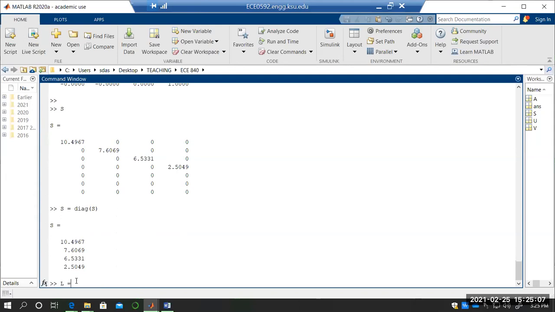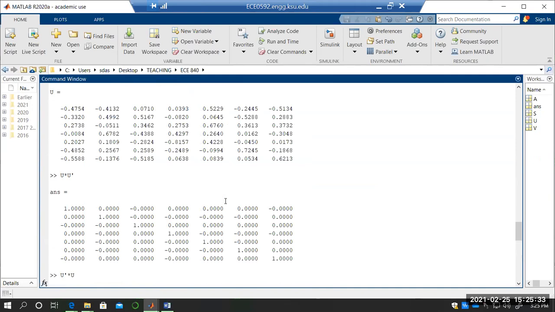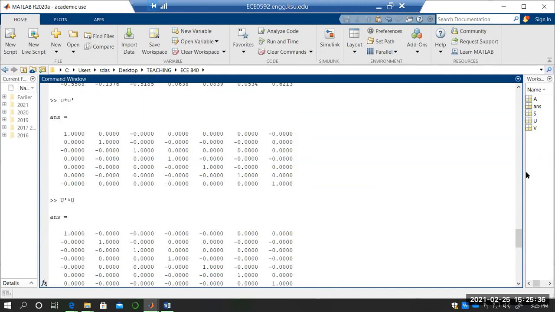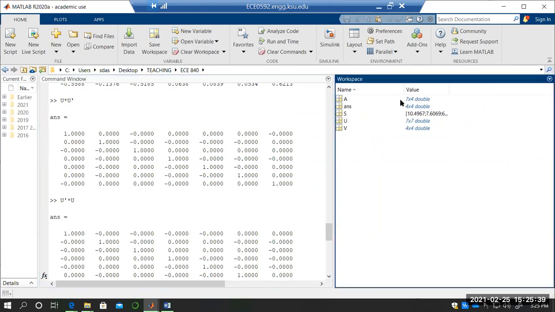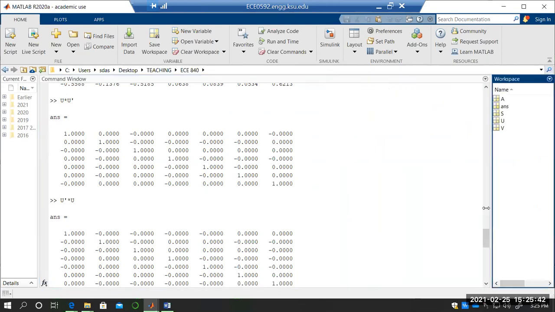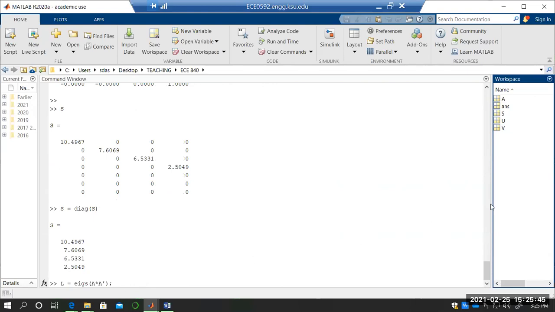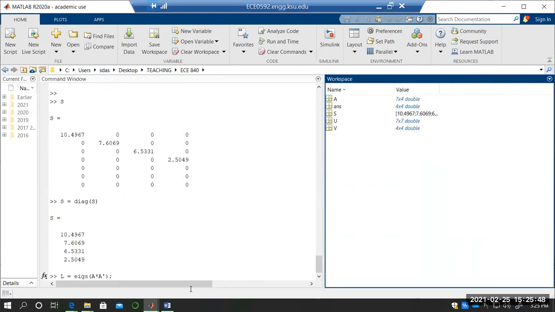L equals lambda. I want the eigenvalues of A star A transpose. Okay. Now, what's the size of A star A transpose? My matrix A is, what's the size of A? I can look up here. A is 7 by 4, right? So what would be the size of A A transpose? 7 by 7.